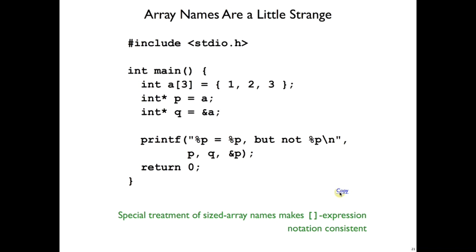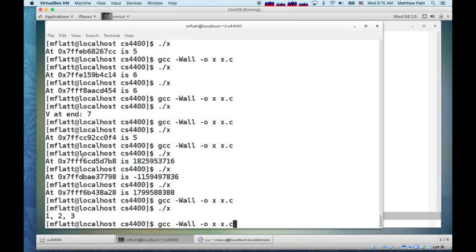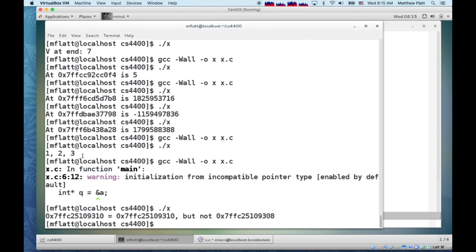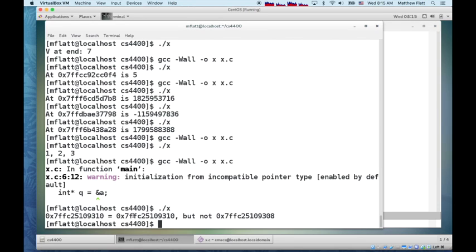Right? So let's try this just to check it as usual. And we see that the two numbers are the same, and that number is also the same. This warning is warning us that we don't seem to be matching up our types here, even though the representations turn out to be appropriate.